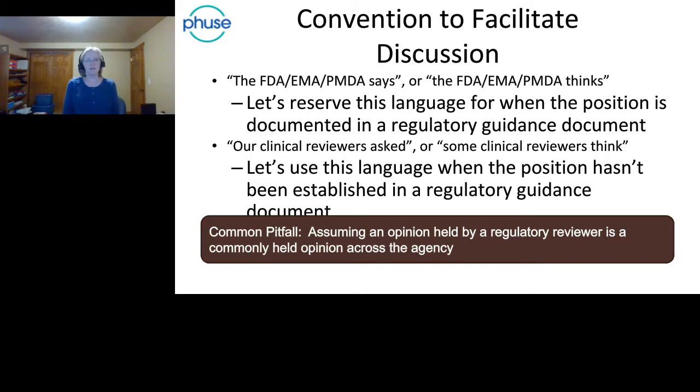So it's really helpful when you're in conversations within your team that you distinguish between these two. When somebody says the FDA thinks or the EMA thinks, that should be reserved for if there's a documented guidance, right? And if it's not the case, it's really helpful in your conversations to say, well, our medical reviewer asked us for this, or in our interaction, we believe they think this, right? This was really helpful because it really does help facilitate team conversations when people know the difference between the two.